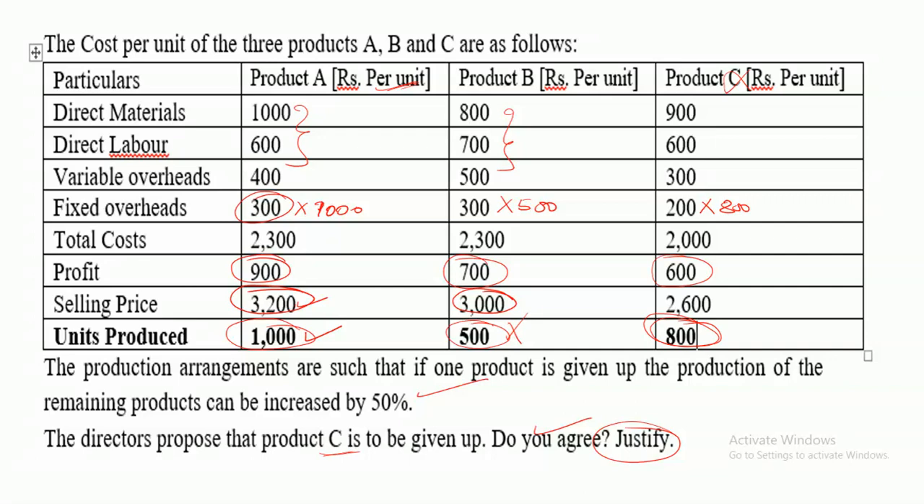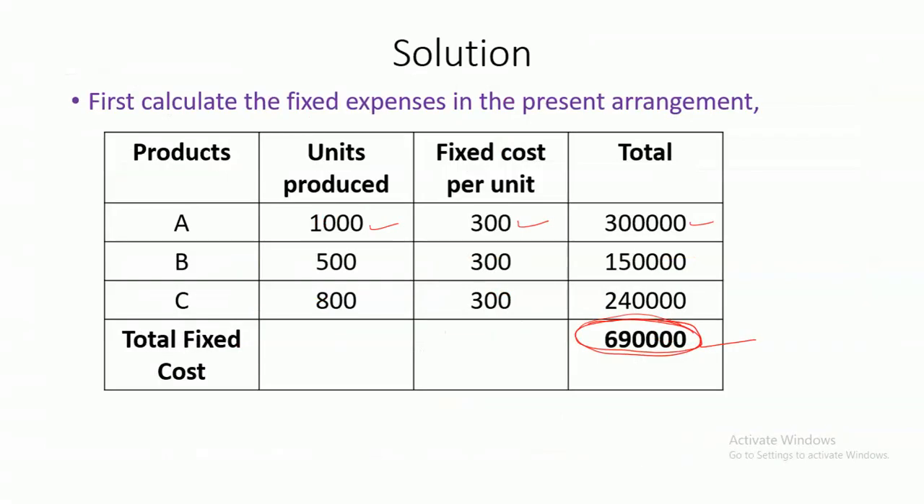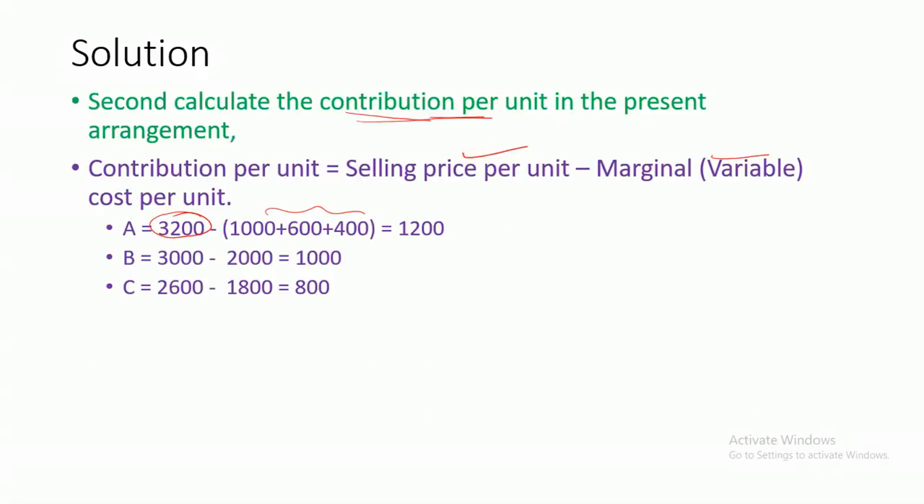Similarly, here the selling price is 3,000, and the total of these three is 800 plus 500 is 1,300, 1,300 plus 700, 2,000. So 3,000 minus 2,000, 1,000. So this is how the contribution per unit is calculated here. So 1,200 from product A, 1,000 from product B, and 800 from product C. So this is the contribution per unit as of now.